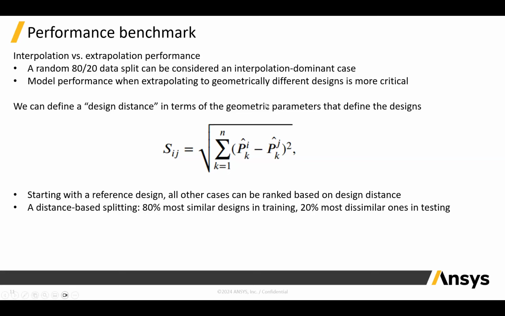So because we're dealing with parametric designs, we can define what's called design distance, which is basically a simple L2 distance between the design parameters of two different designs that can tell you how far apart they are, at least in terms of parameter space. We can start from a reference design, which we just arbitrarily pick from our data set. From that reference design, we calculate the design distance of everything else with respect to that reference. Then we can rank the cases based on the design distance. And this naturally leads to a design distance-based splitting. So we can have 80% of the most similar designs in the training set, while the 20% most dissimilar compared to the reference, we leave in the testing set.